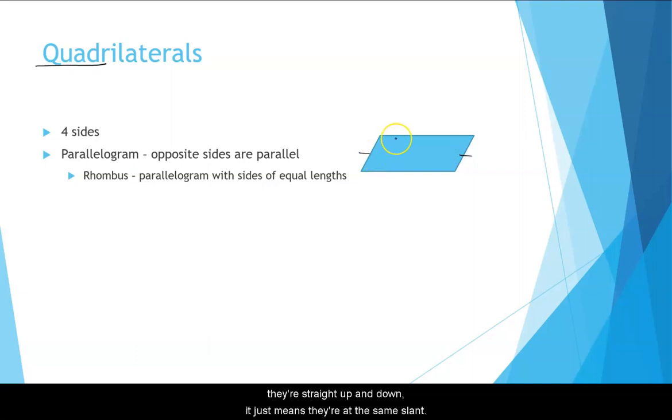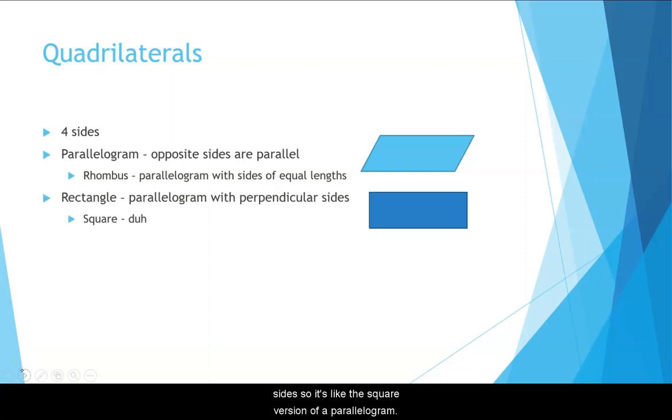So parallel doesn't mean they're straight up and down. It just means they're at the same slant. They're parallel to each other. Something called a rhombus is a parallelogram with equal sides. So it's like the square version of a parallelogram.